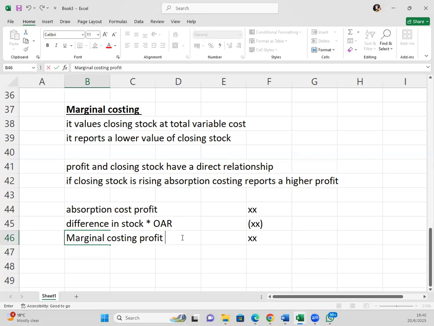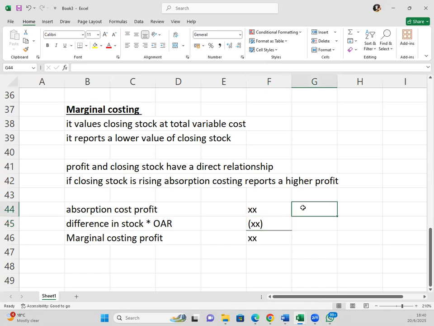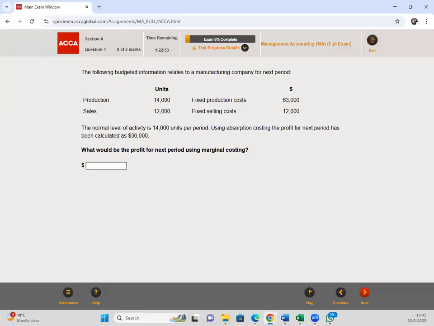So let's go and apply that to the question. If I remember, the question was giving us the profit for absorption costing, and they want us to work out the profit for marginal costing. The first thing to take note of is whether stock is rising. If stock is rising, it means the profit for absorption costing is higher than that of marginal.